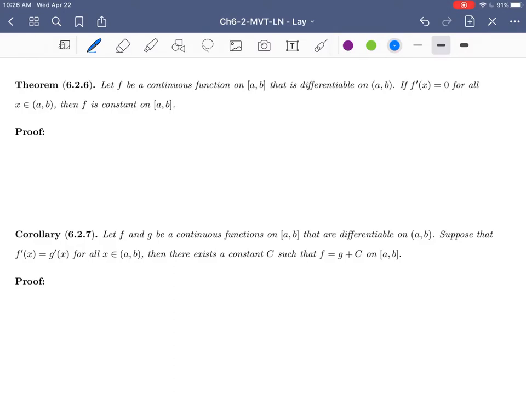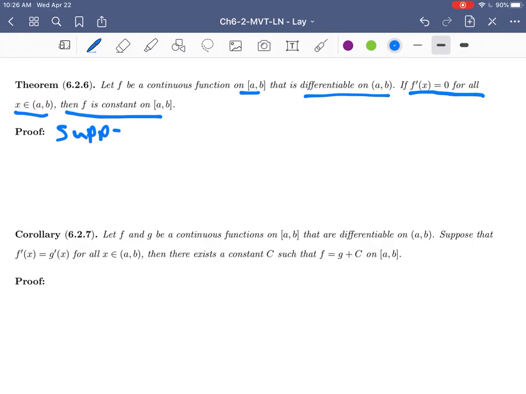If f is continuous on a closed interval a to b and differentiable on the open interval a to b, we will suppose that that is true. Then if the derivative of f is equal to 0 for all values of x in the open interval, that function f has to be a constant on that closed interval. All right, so let's roll through this.